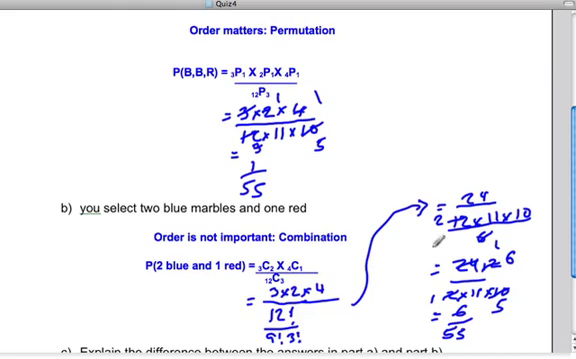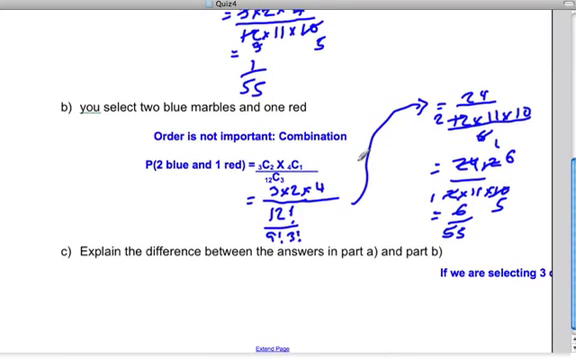And so since order doesn't matter, there are 6 more ways that we can select 2 blues and a red, as opposed to when order matters. And so that's why we are 6 times more likely to draw the 2 blue marbles and 1 red than in the case where we say we have to draw blue, blue, and then red. So the probability is 6 times greater.